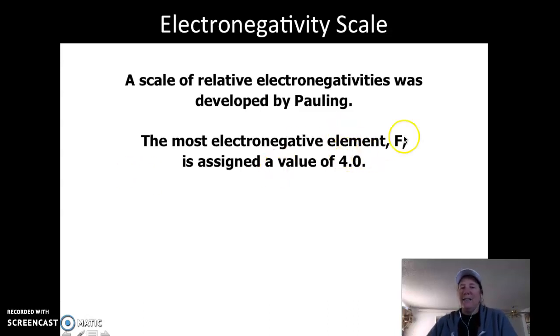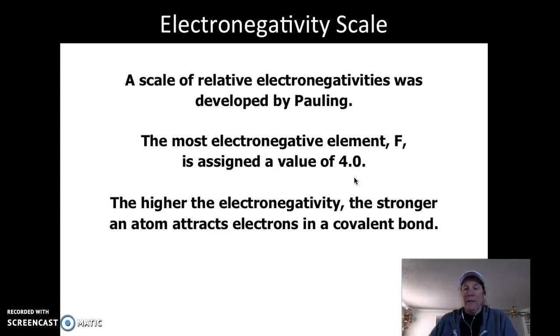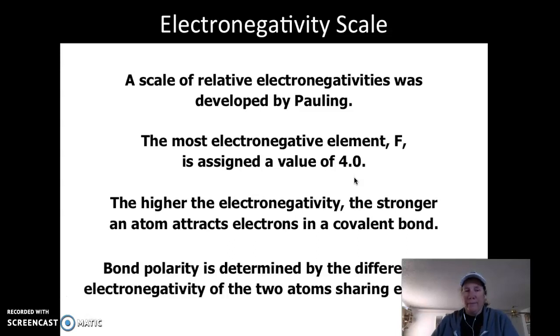The highest is fluorine, and its number is 4. That's the highest number. The lowest number is 0. So fluorine's number is 4, which means it really, really wants electrons. And if you think about it, fluorine has 7. It really wants that one bad. The higher the electronegativity, the stronger it wants a bond. So now, if you want to figure them out, all you have to do is subtract the two elements that you're making a bond between, and the difference will tell you what type of bond you have.